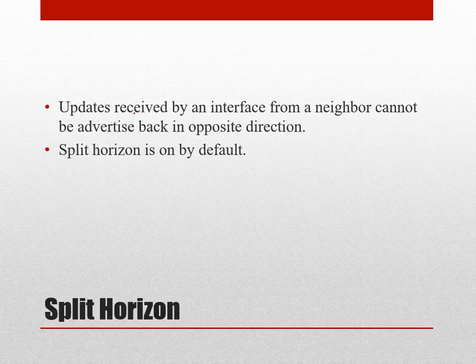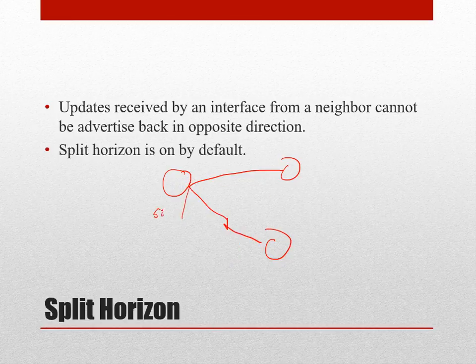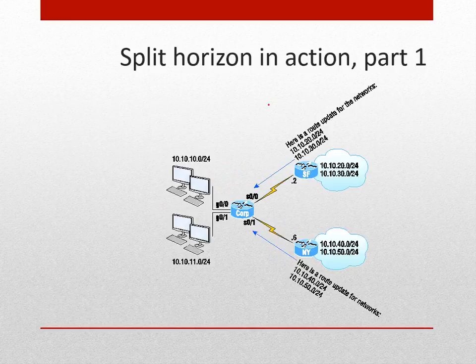Split horizon, again, a route received on an interface from a neighbor can't be advertised back in the opposite direction. It's on by default. The issue that we can get with that, and in our network we have different ones, but if we had a network and we use sub interfaces, we only have one interface, and we use sub interfaces for the connectors on the single interface, then we could get a problem, because the interface would say, hey, I got it on this, I got it, and I'm not going to send it out on this interface. So this guy down here wouldn't get any of this guy's routes because of split horizon. You can turn it off.